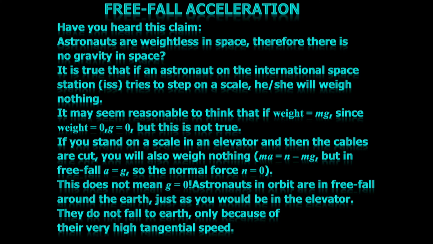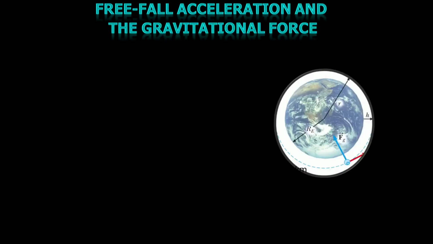If you stand on a scale in an elevator and the cables are cut, you will also weigh nothing, because ma equals n minus mg, where n is the normal force. But in free fall, a equals g, so the normal force n equals 0. This does not mean g equals 0. Astronauts in orbit are in free fall around the earth, just as you would be in the elevator. They do not fall to earth only because of their high tangential speed.